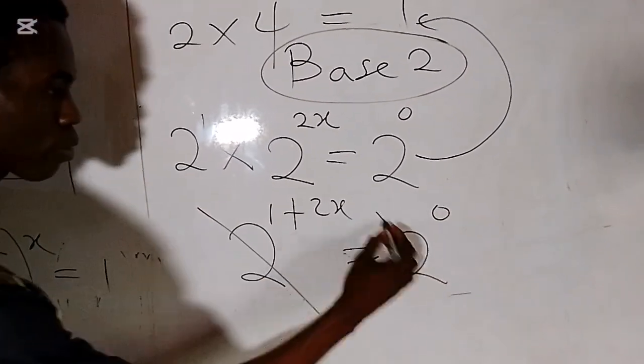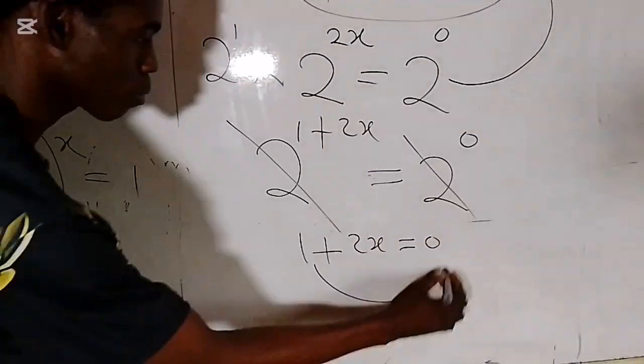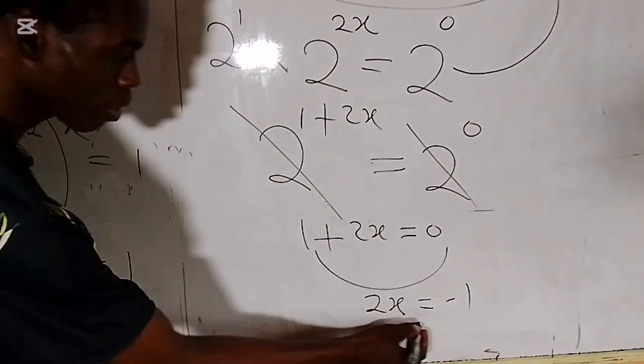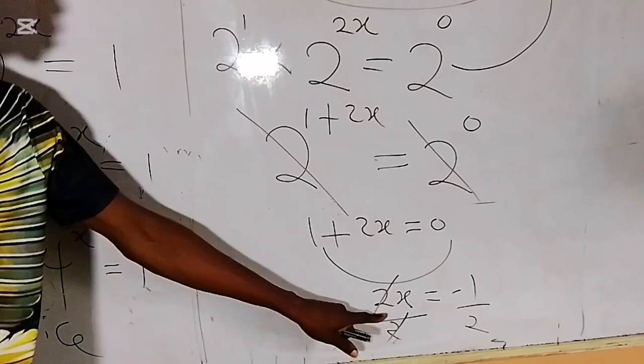So from here, you can cancel this. So that means 1 plus 2x is equal to 0. And this can go away. So this should be 2x is equal to minus 1. So from here, you can divide both sides by 2. This will cancel. So the final answer for x is minus half.